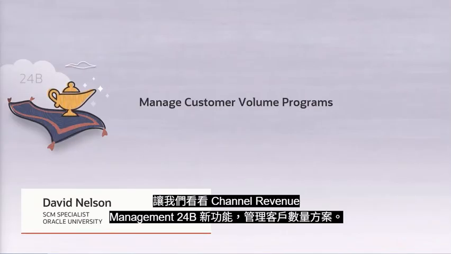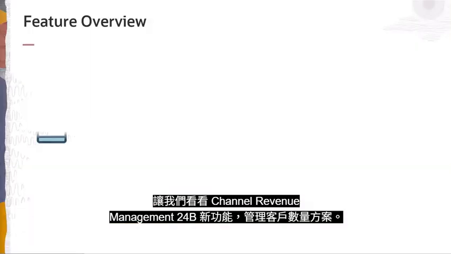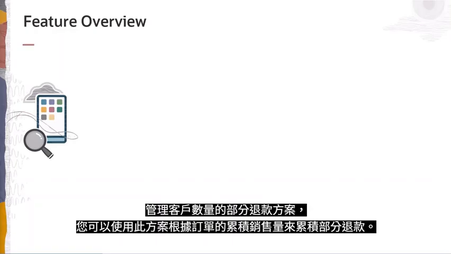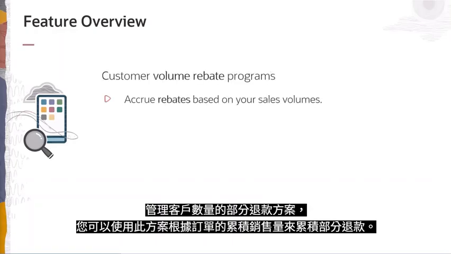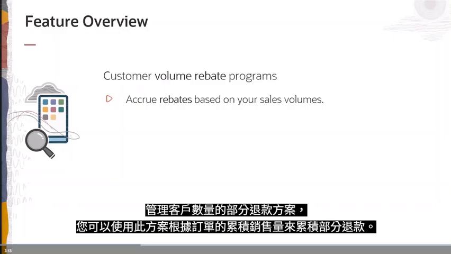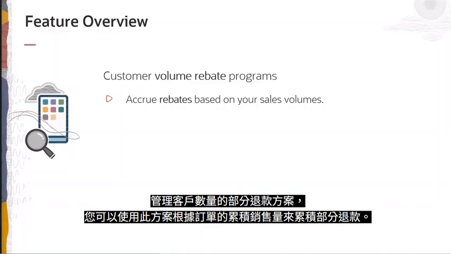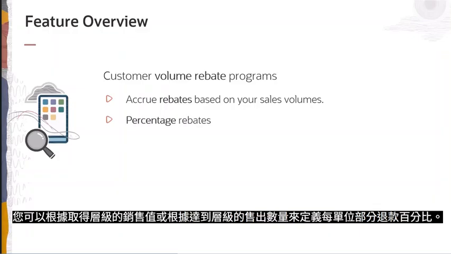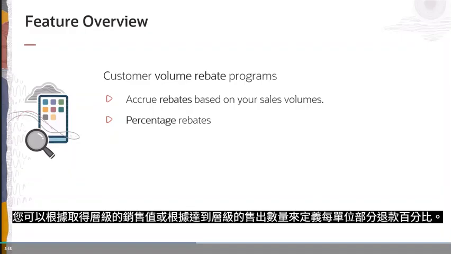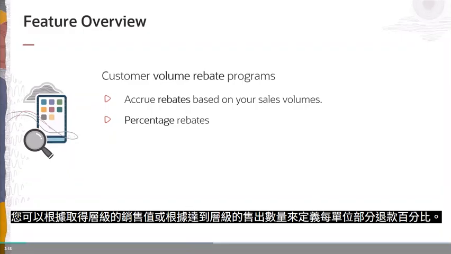Let's take a look at the channel revenue management 24B new feature, manage customer volume programs. Manage customer volume rebate programs. You can use it to accrue rebates based on cumulative sale volume across your orders. You can define percentage rebates based on sales value attained at tiers or amount per unit rebates based on the quantity sold at attained tiers.